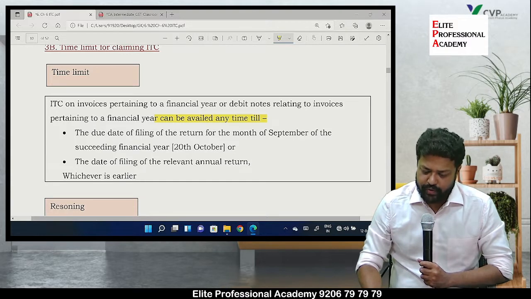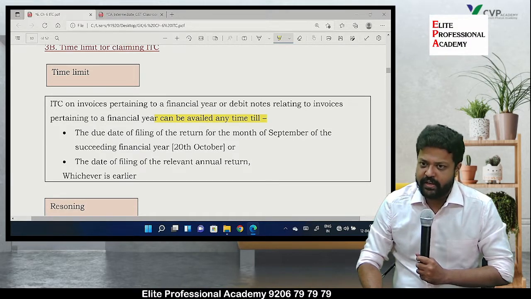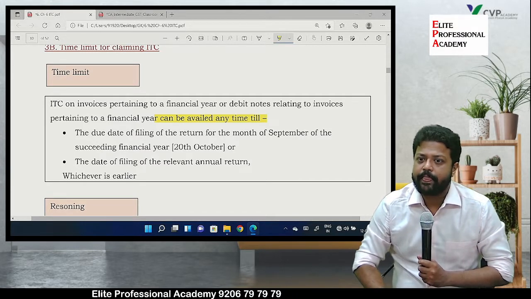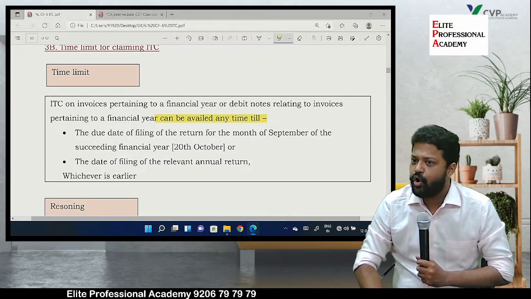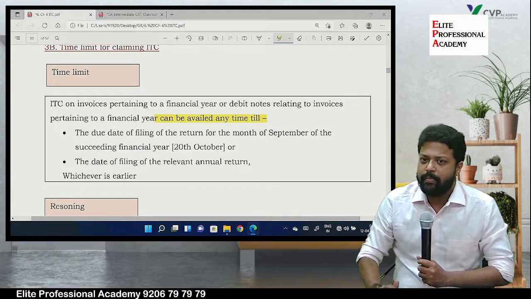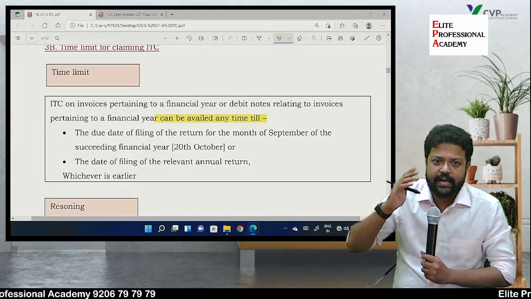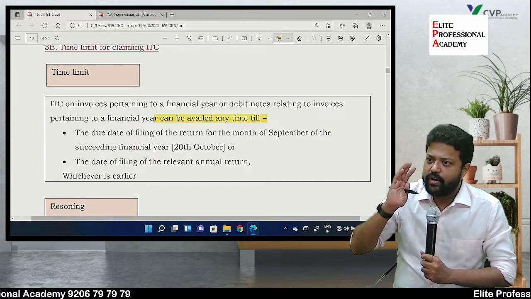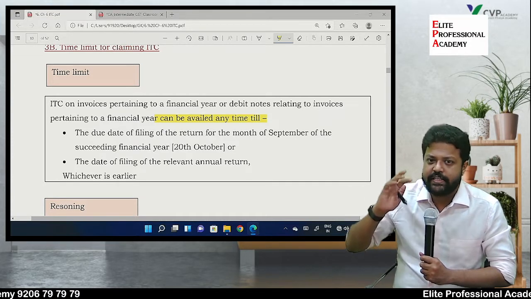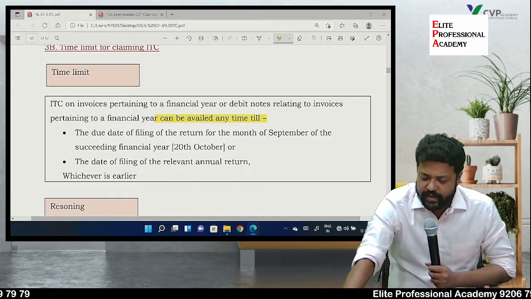The due date of filing of the return for the month of September of the succeeding financial year. What is the due date? Either it is 22nd October or 24th October. Usually we call this 20th October. But depending upon the state, there are two categories of states in India, category A and category B. If you are in A category, 22nd. If you are in B category, 24th. Maharashtra is in the 22nd category. Or the date of filing of the relevant annual return.